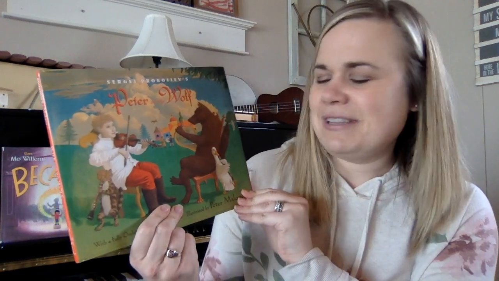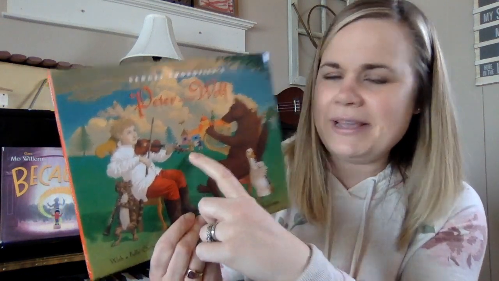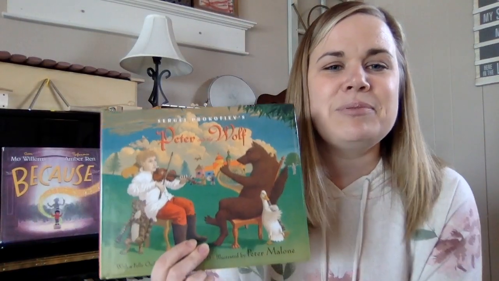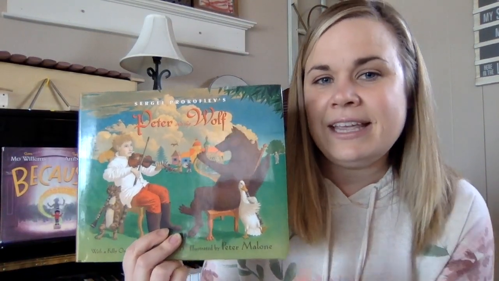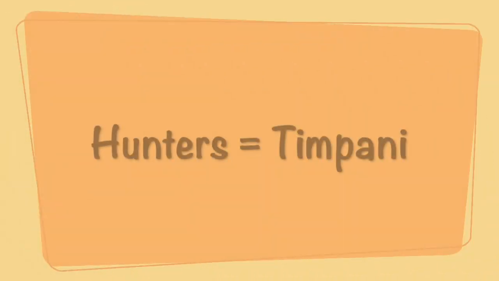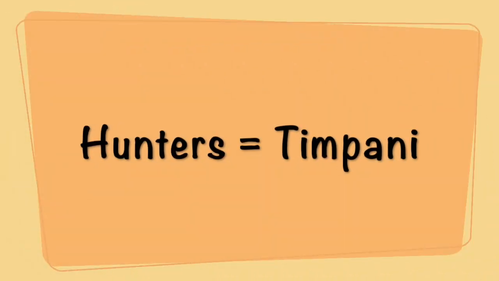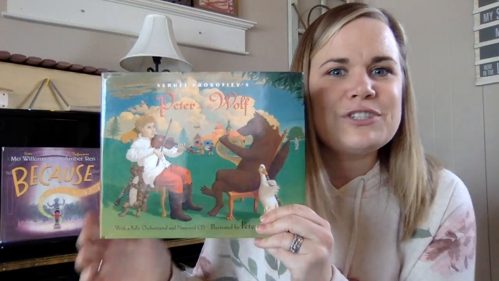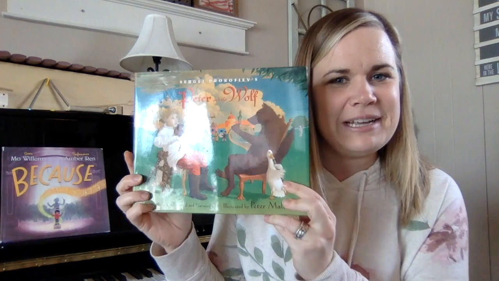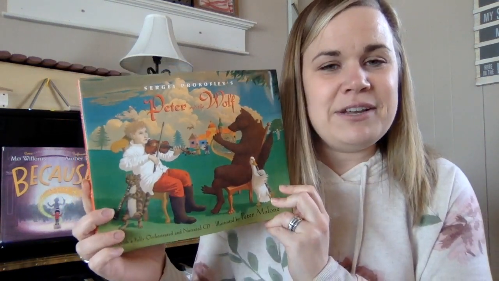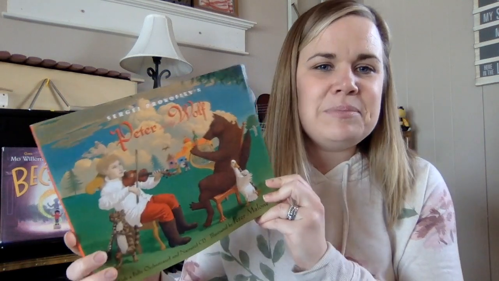We're going to go to the last characters, which are hiding way in the back. They are the hunters, and the hunters are played by the percussion family, mainly the timpani, which is a type of drum. And there it is. It sounds just like gunshots, which is why they picked the timpani for that. So I'm going to go ahead and redo the story of Peter and the Wolf, and as we go along, I'll be playing the different themes for each character.